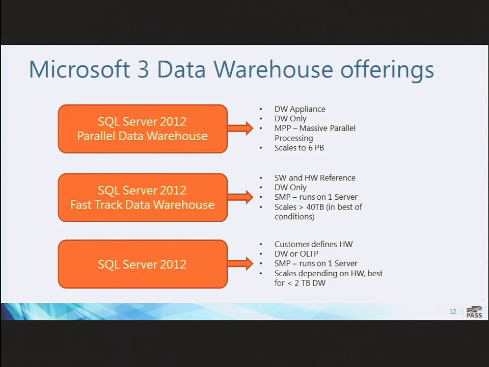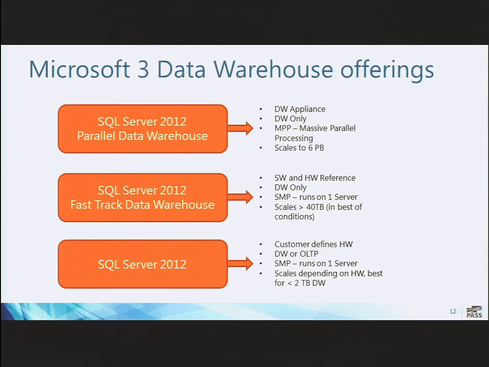If you start getting into bigger database sizes, then you've got to be more concerned with the hardware. When you start talking about 40 terabytes or so under the best conditions, that's where the fast track data warehouse comes in. And that's where the appliances based on the fast track data warehouse come in. Now we're getting to the real meat of big data.